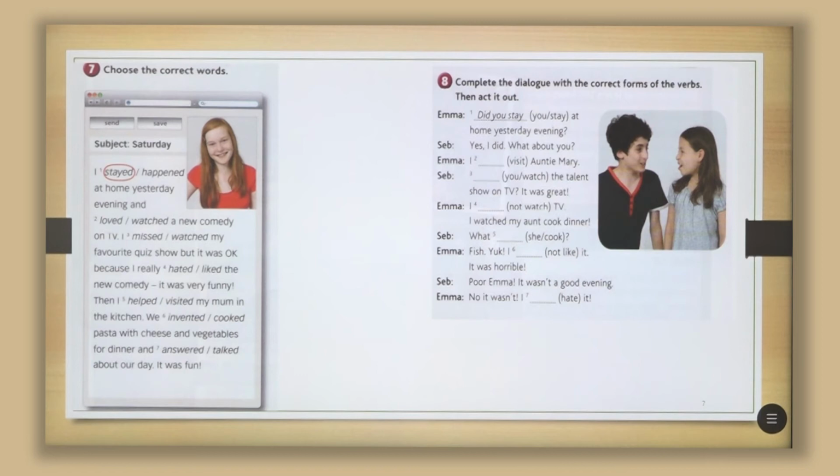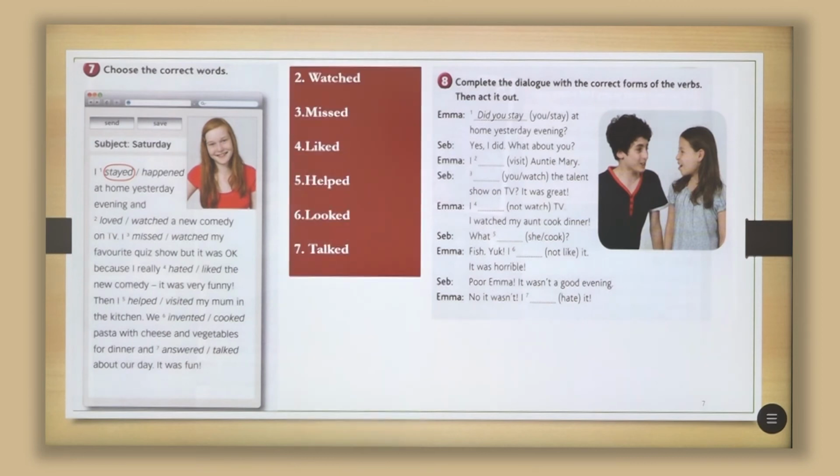Here we have some practice now using past simple of regular verbs. What you're going to do now is, in exercise 7, there are two verbs. Read the text and circle the correct verb. Take some time. Okay, let's see if you circled the right ones. So, number 2 is watched, number 3 is missed, number 4 is liked, number 5 is helped, number 6 is looked, and number 7 is talked.